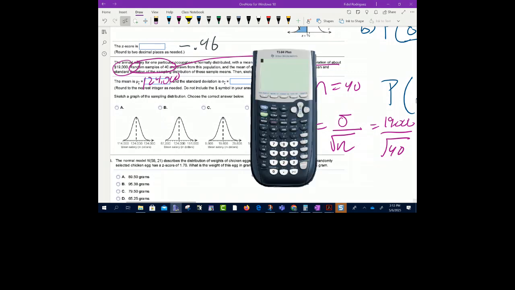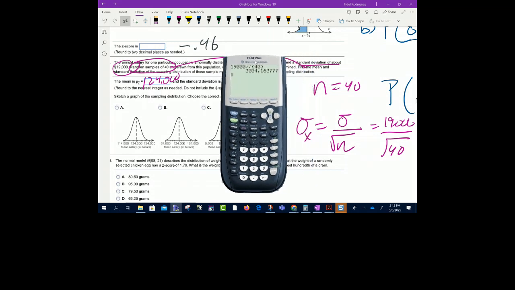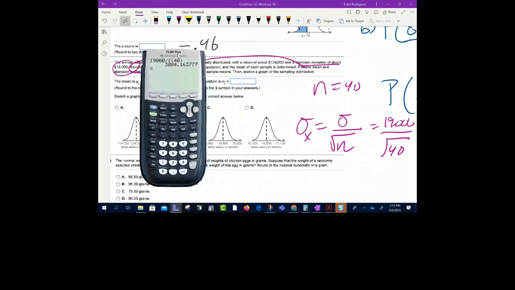Let me clear this out. Let's go 19,000 divided by the square root of 40. Close that off, hit enter. I'm going to see what they want me to round to here, the nearest integer. So 3,004.